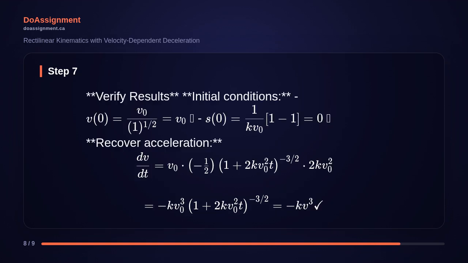We verify by checking initial conditions, v at 0 equals v0 and s at 0 equals 0, both confirmed. Differentiating the velocity expression with respect to time using the chain rule and simplifying reproduces the original acceleration law, negative k times v cubed, confirming our solution is correct.